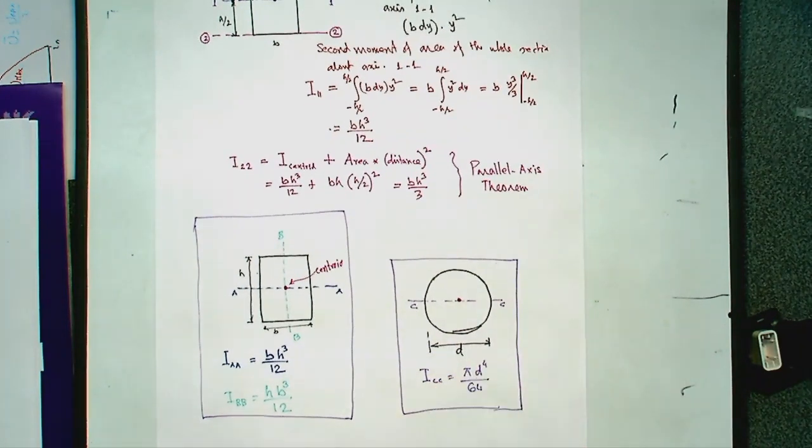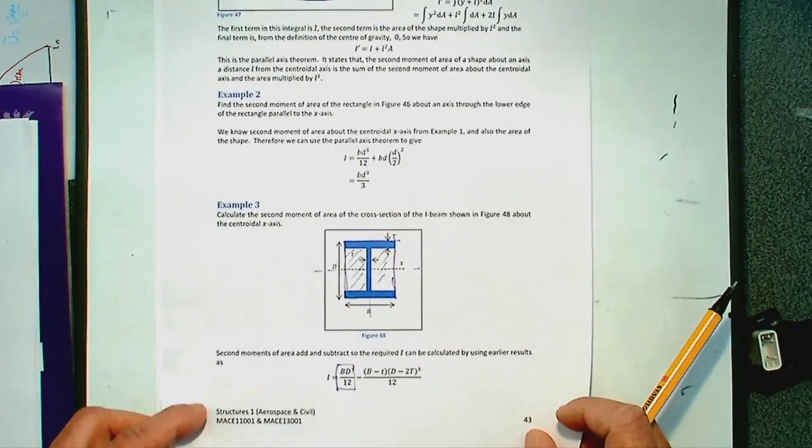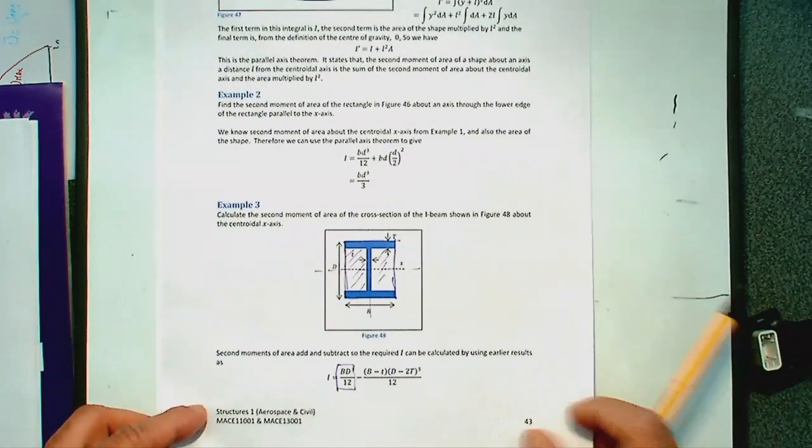Okay, go on. How do you know if the second moment of area adds or subtracts? Say, for example, 3. Yeah. The width is B. Yeah. How do we subtract the t's again?